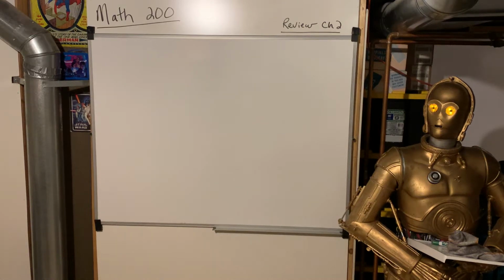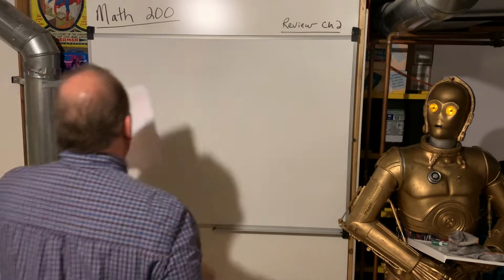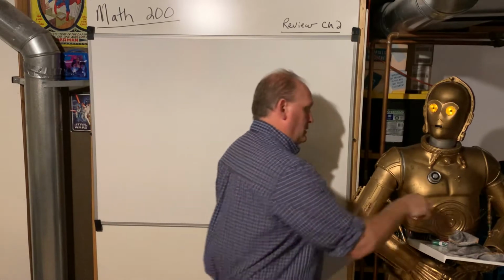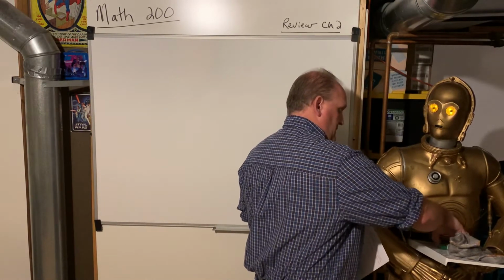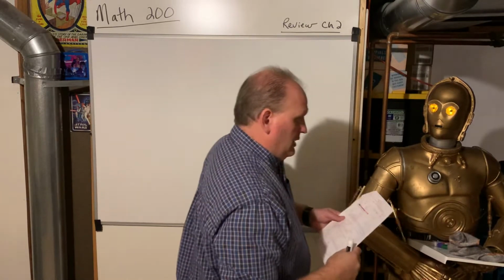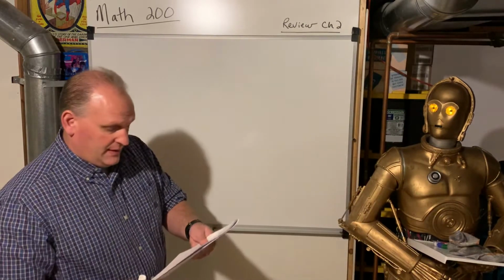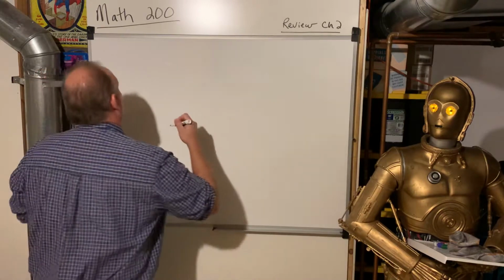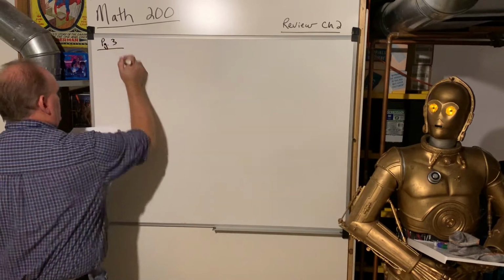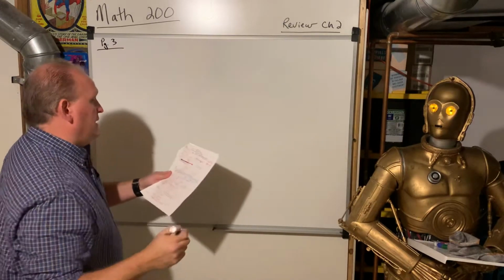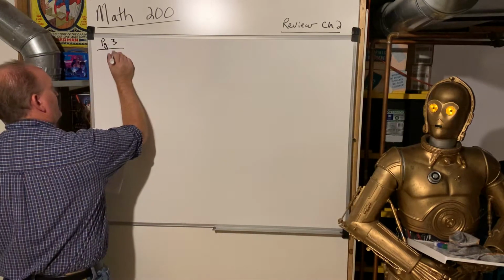All right, we're back. This is Math 200. We're looking at review on chapters 2 and 3 for the first test. We're on page 3 of the review, so it's going to be page 3, 4, and maybe even 5. We'll see how quick it goes. All right, so number 10.